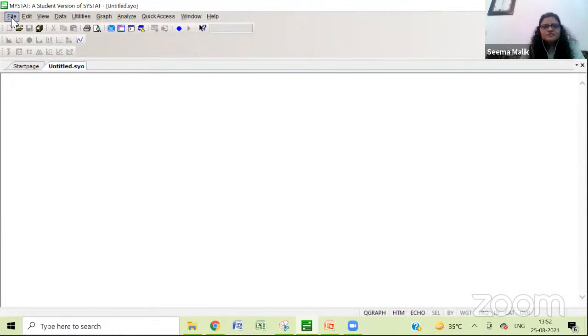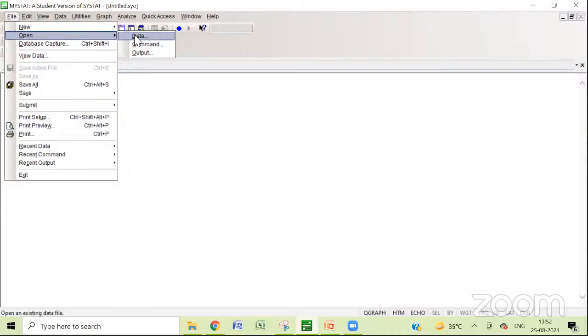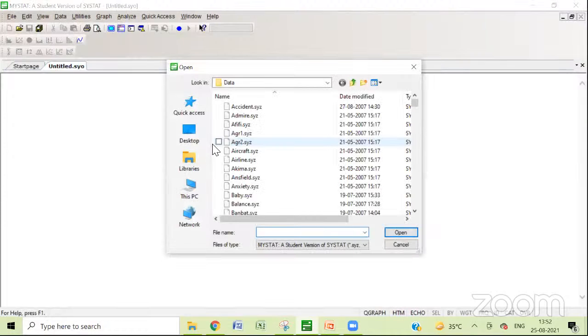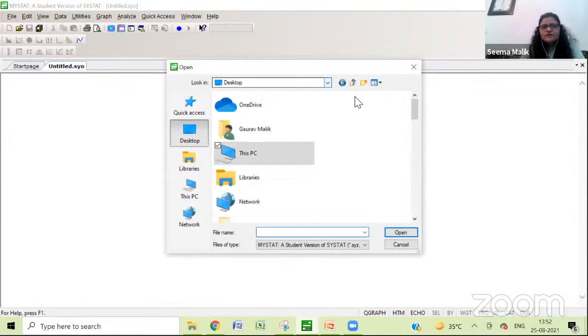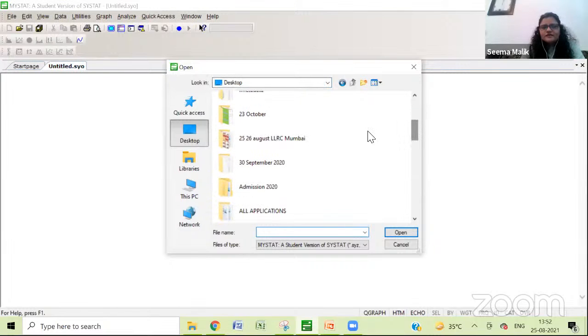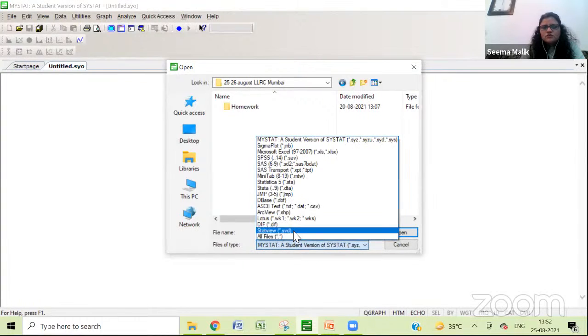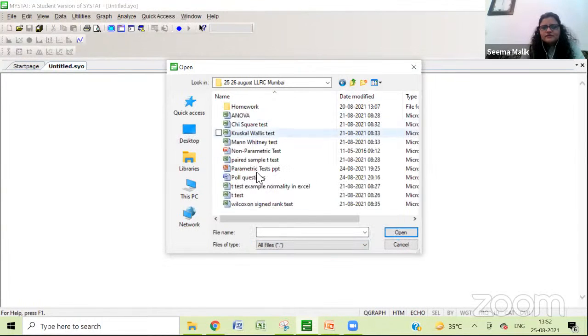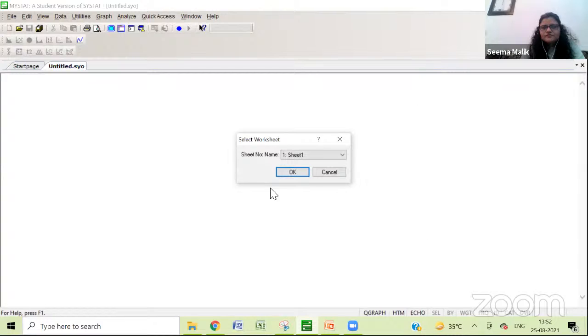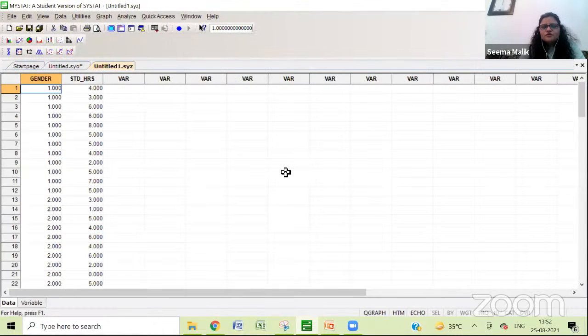Okay, so I'm attaching the file: open, then click on the data, then click on the desktop. In desktop I have my file, and I'm clicking on all type files. Okay, and I'm clicking on the t-test. So now I'm going to perform the same test with the help of MYSTAT.